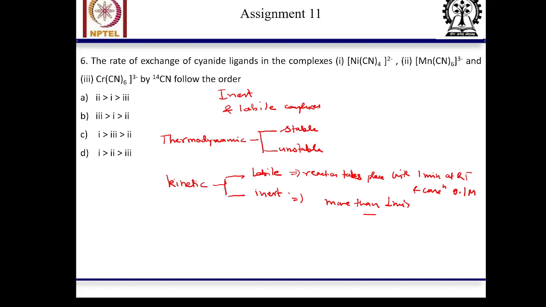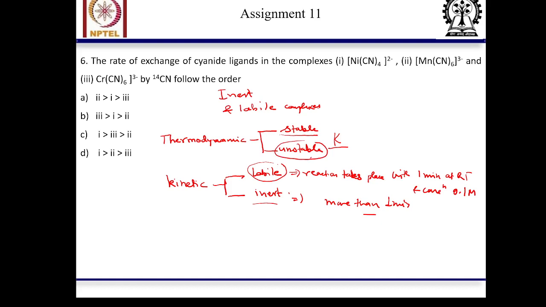But the thermodynamic term is different, whether the complex is stable or unstable. It is determined by the formation constant K. Higher the formation constant, more stable the compound. Is there any relation between these terms? There is no relation between stable and labile. A compound may be stable and still be labile. Stable doesn't mean it will be inert and not react. A stable compound can also be labile, and that is the example the professor has already told. Now coming to the question.